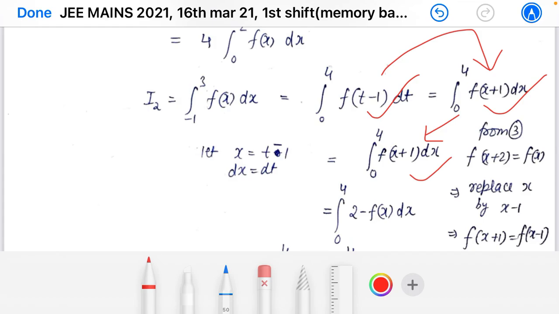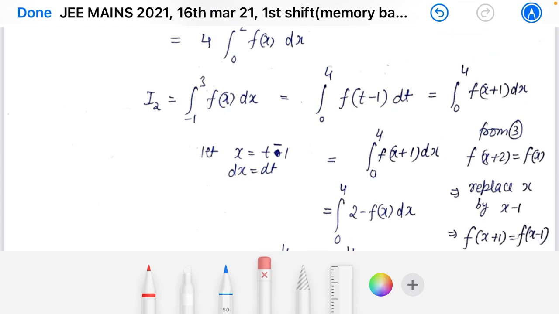From the first property of definite integral, we can write f(t plus 1) in terms of x also, as f(x plus 1) dx. I hope you know this property: the variable can be any, either t or x, the integral value will not change, no? So basically it is the integral from 0 to 4 of f(x plus 1) dx.